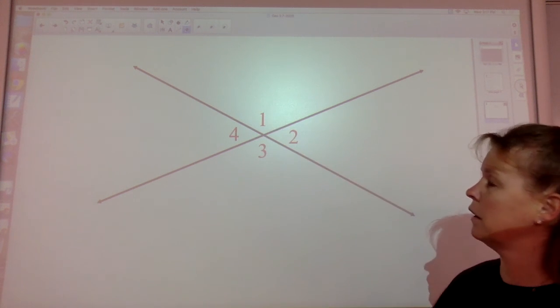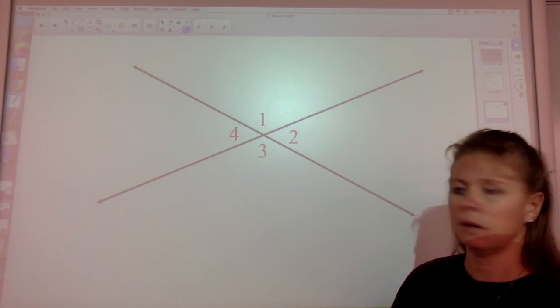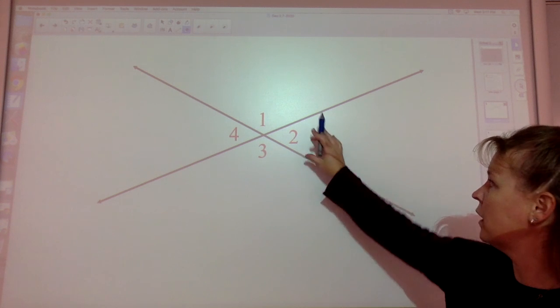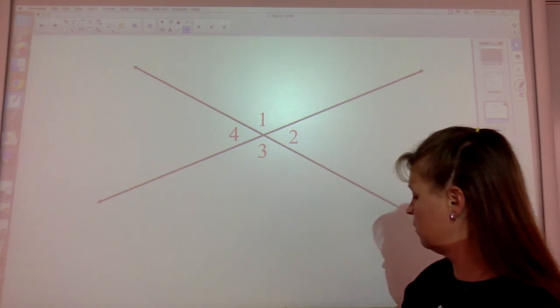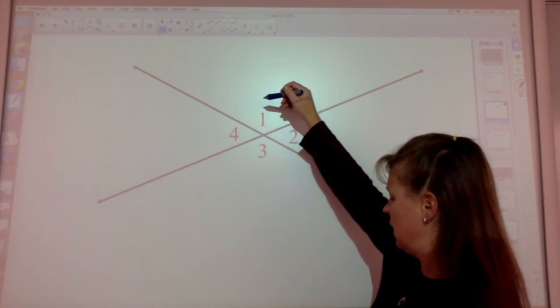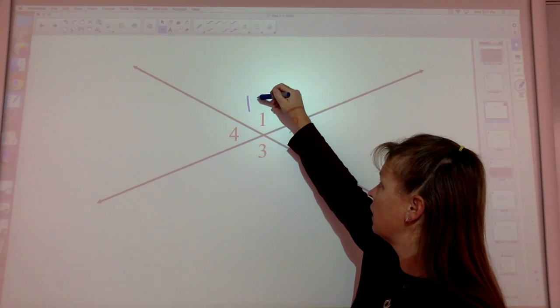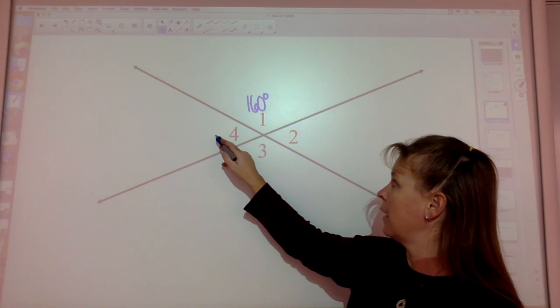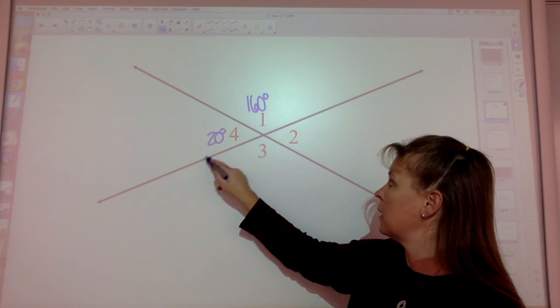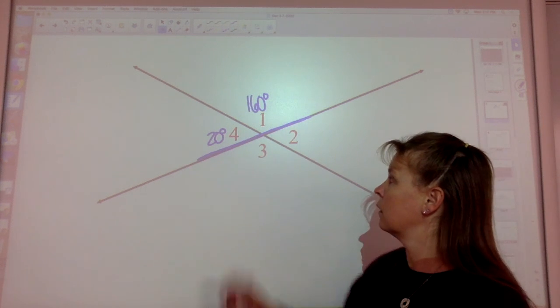It would work also if we set it up with complementary, but in this case I'm just doing congruent. We could have used angle 2 as well, and we could use numbers. If I wanted to say that the measure of angle 1 was 160 degrees, angle 4 has to be 20 degrees because they are supplementary.